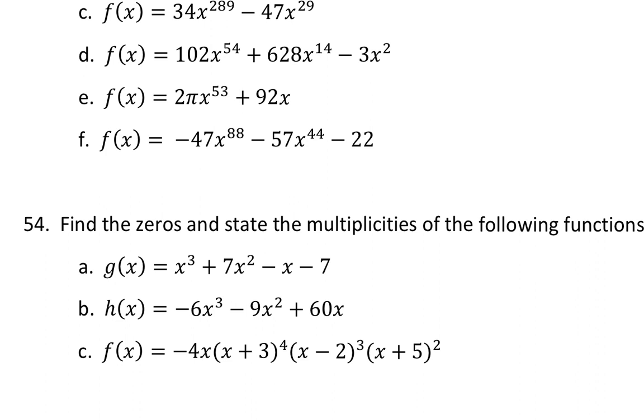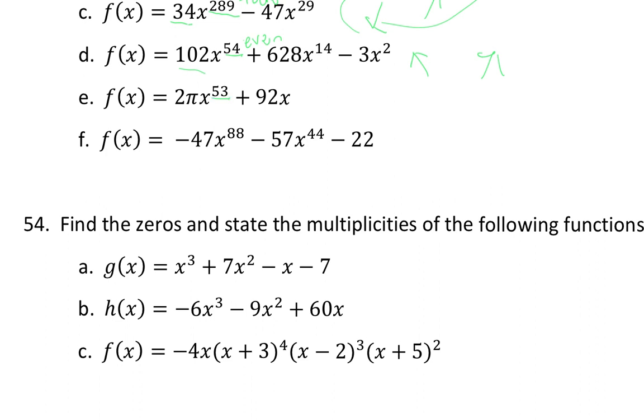Next up, our biggest power here is 289. We have a positive number in front, and 289 is odd. Because it's positive in the front, we're not going to have to flip it, so it's going to be falling to the left and rising to the right. Next up, biggest power, 54, that's even. It's positive out front, so we don't have to flip it, so it's going to be rising to the left, rising to the right.